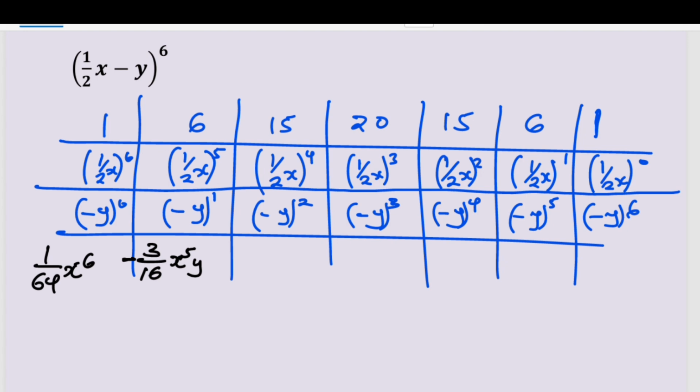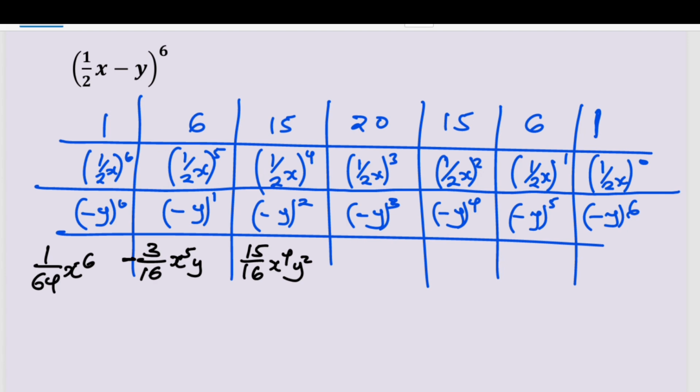Then the next, 15 times a half x raised to power 4, which is the same as 1 over 16, times negative y raised to power 2, that is going to be y squared. So we shall now end up with 15 over 16 x power 4 y squared.